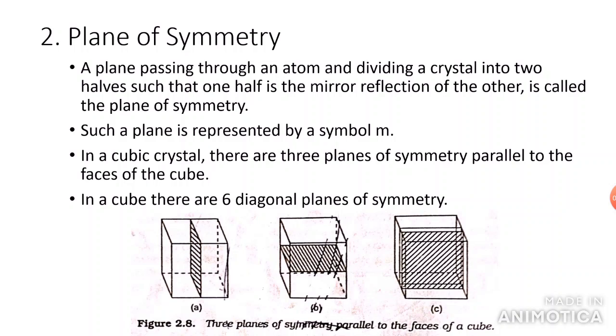Now the second type of symmetry is known as plane of symmetry. A plane passing through an atom and dividing a crystal into two halves such that one half is the mirror reflection of the other is called the plane of symmetry, and such a plane is represented by the symbol m. This type of nomenclature will be used when we see the list of space groups. In a cubic crystal there are three planes of symmetry parallel to the faces of the cube. You can see in the figure.